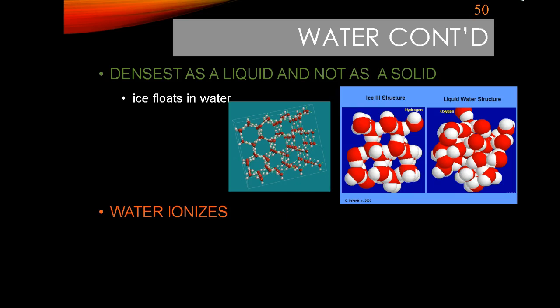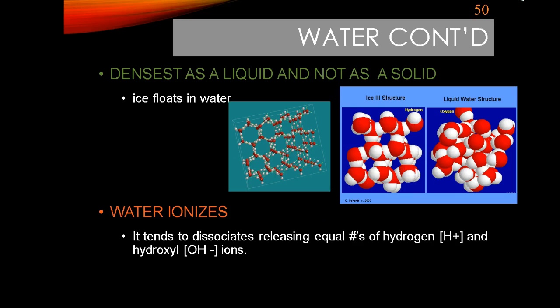Water also ionizes. When we say ionizes, we could also use the word dissociate. So it breaks apart into two things: hydrogen ions and hydroxyl ions. And water also helps to make up pH. Okay? So acids, bases, and pH. We know acids have generally a greater number of hydrogen ions. Bases are going to have a greater number of hydroxyl ions.